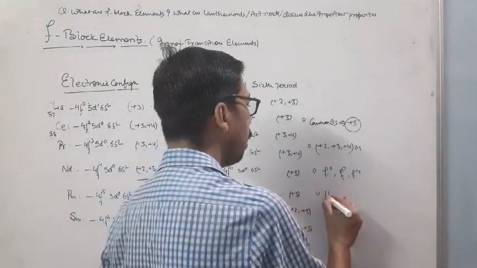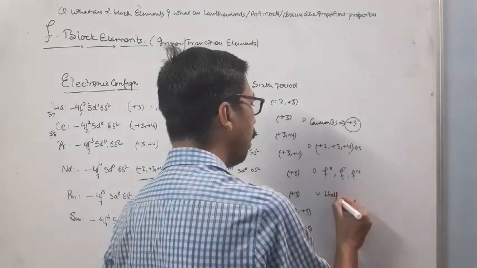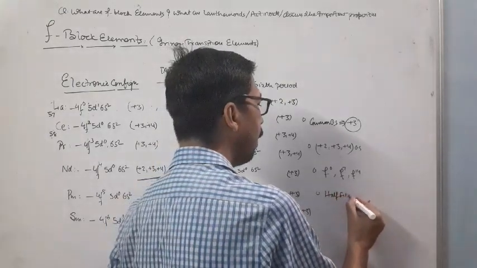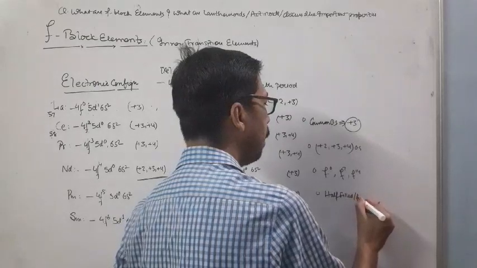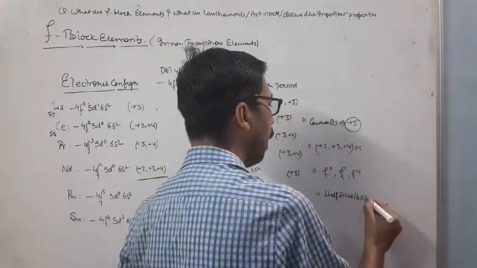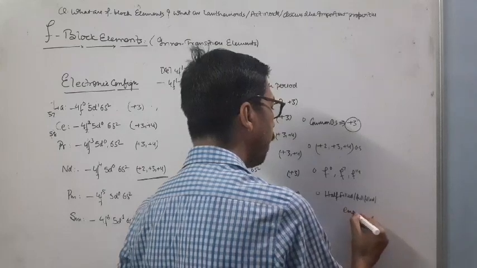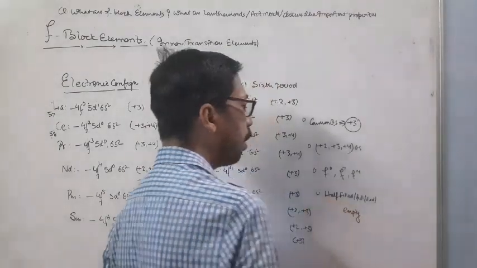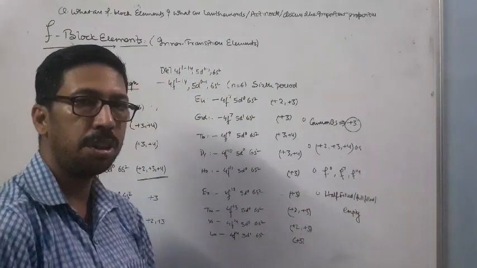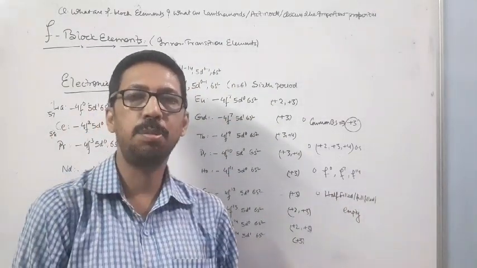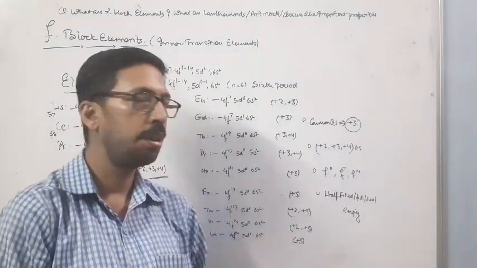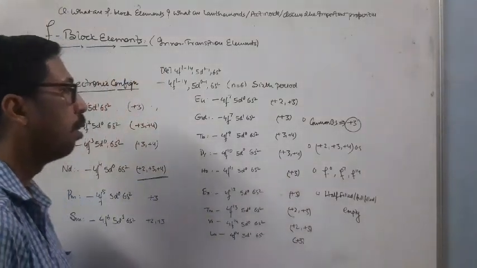And these are half filled, fully filled and empty f orbital electronic configurations, which give the idea about the stability of the oxidation state.